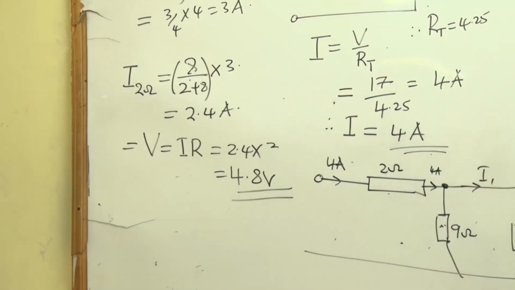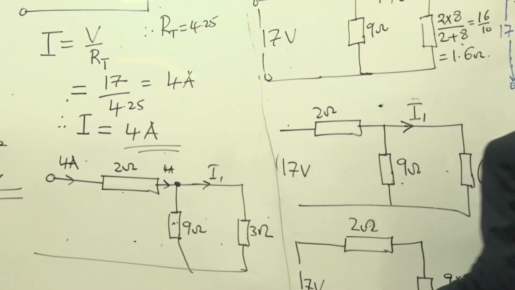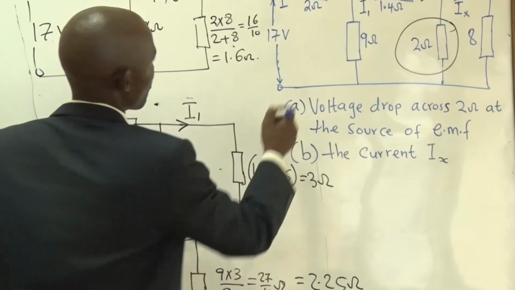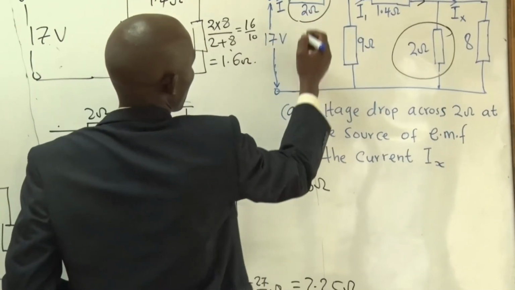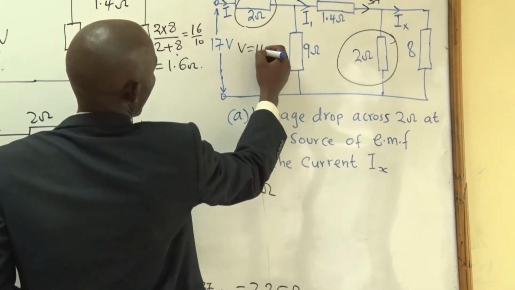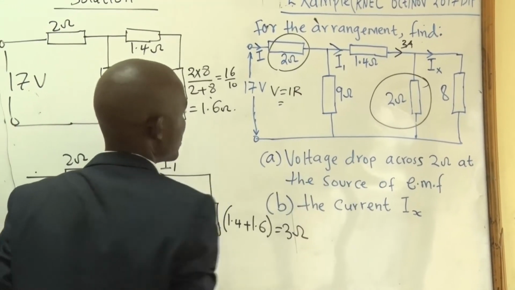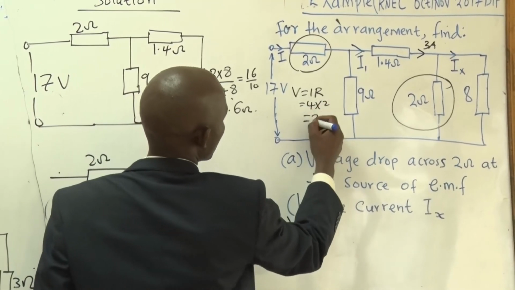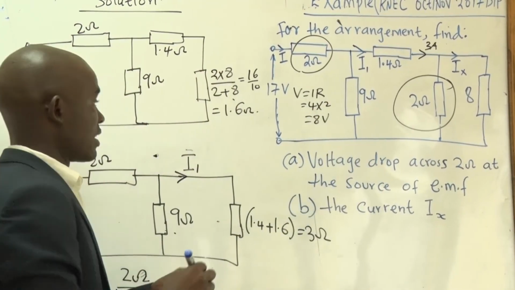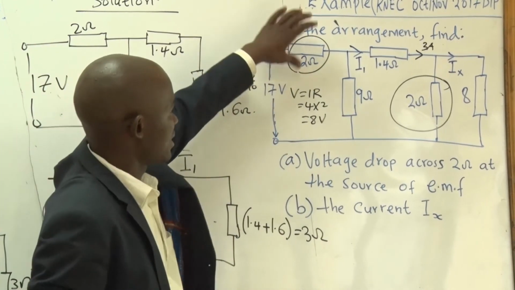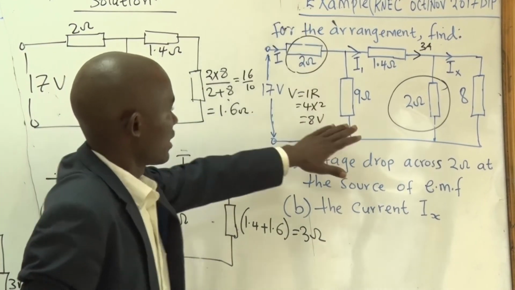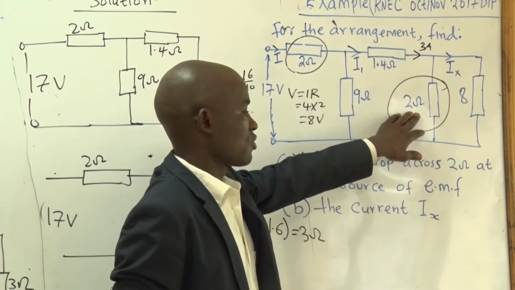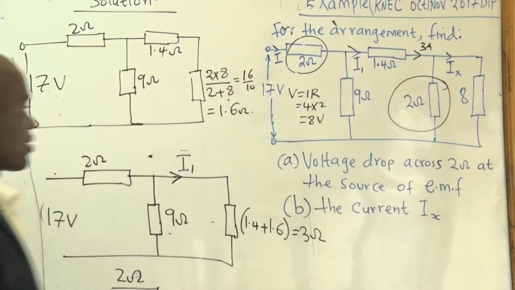Remember, what we have gotten is the voltage drop across this particular point. In our notes, we have only done the voltage drop across this point where we said V is equal to IR. Remember, the current initially was 4 times 2, which is equal to 8 volts. So I decided to do the voltage drop across this first 2 ohm resistor, and we have also gotten the voltage drop across this other 2 ohm resistor. So that is the process that you undertake.